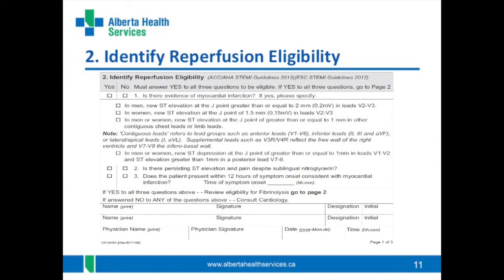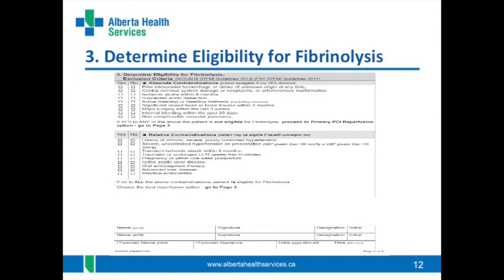The third one is looking at patients who present within 12 hours of symptom onset, and there's a timestamp associated with that. Patients that present more than 12 hours after onset are not covered by this order set, as the treatment for those patients is quite debatable at present. If yes to all three questions above, it says to proceed to page 2, and if no, then consult cardiology.